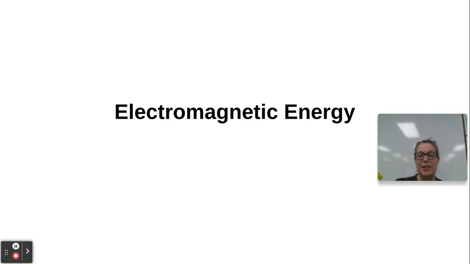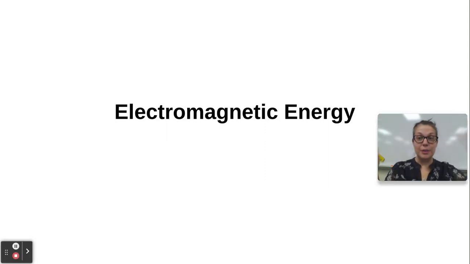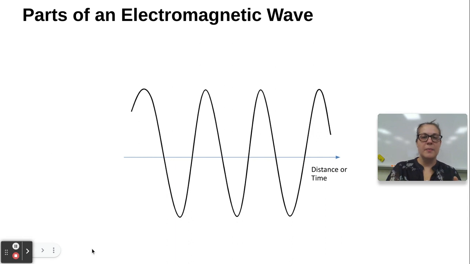Hi, everyone. So we talked about the Bohr model and how when electrons absorb energy, they're able to jump to a higher energy level. And when they want to jump to or fall to a lower energy level, they have to release energy. And that energy is in the form of light. So let's talk a little bit more about what light is.